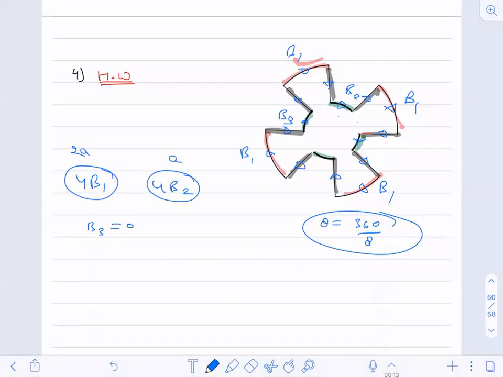Understood? The angle I have already told you. It is 360 by 8. So I guess all of you can solve this now.